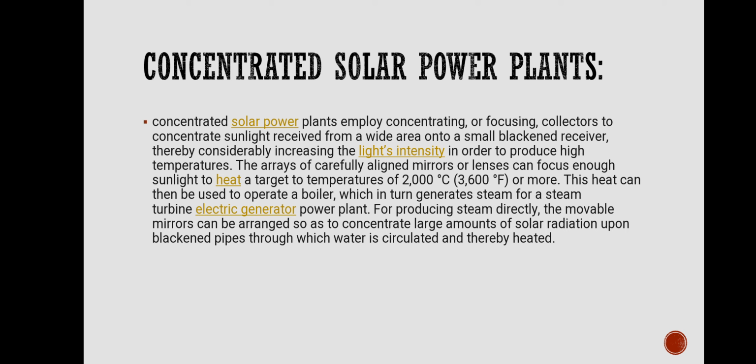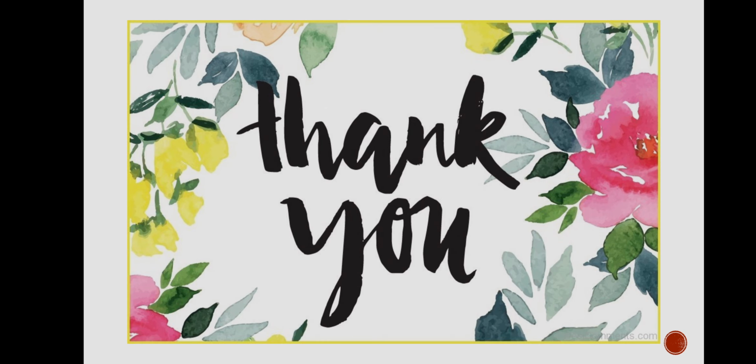This heat can then be used to operate a boiler, which in turn generates steam for a steam turbine electric generator power plant, or for producing steam directly. The movable mirrors can be arranged so as to concentrate large amounts of solar radiation upon blackened pipes through which water is circulated and thereby heated.